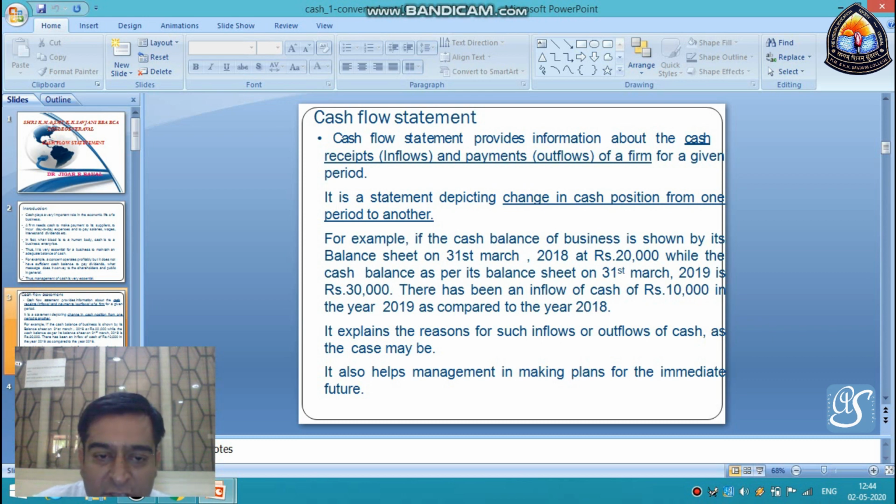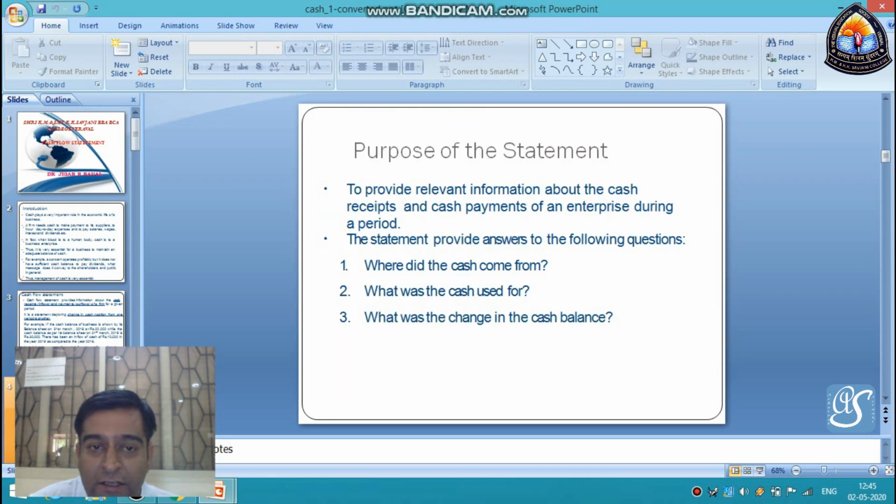Here I am giving an example. If the cash balance of a business shown by its balance sheet on 31st March 2018 is 20,000, while the cash balance as per its balance sheet on 31st March 2019 is 30,000, then there has been an inflow of cash of 10,000. It also explains the reason for such inflow or outflow of cash, as the case may be. It also helps the management in making plans for the immediate future.